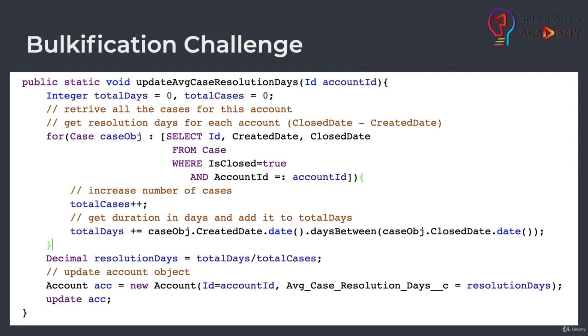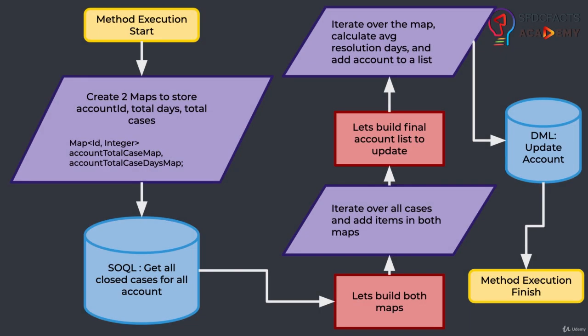And for that we are going to use two maps, and these maps are going to have account ID as the key and total days and total cases as the value. So we are going to create two maps in our second step. Then we are going to query all the closed cases for all the account IDs that we'll get in our method. So we'll run a big SOQL query. Once you have the result of this query, then we need to add the items in our map that we have created in step number 2.